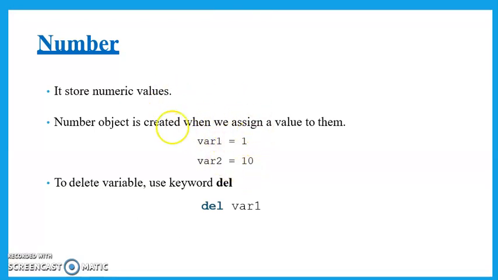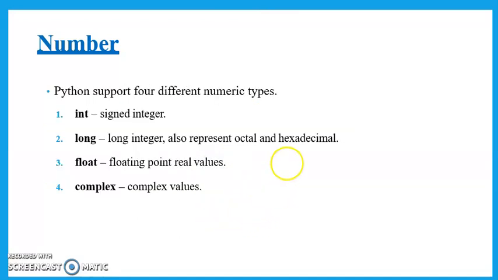So these two statements create variables var1 and var2 respectively, and each variable is assigned the values 1 and 10. To delete the variable, we can use the del keyword. The syntax to delete the variable is del variable name. So var1 is the variable name, del is the keyword. This statement deletes the variable var1. That is, the memory allocated to this variable is deallocated. So this is the delete operation. To delete the variable, we have to use the keyword del.